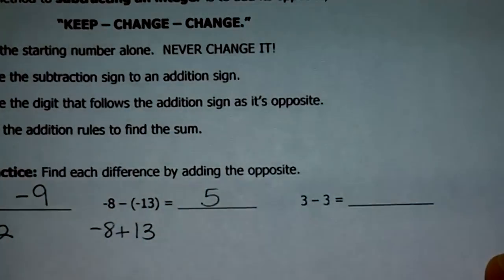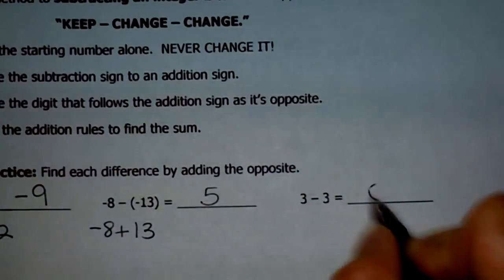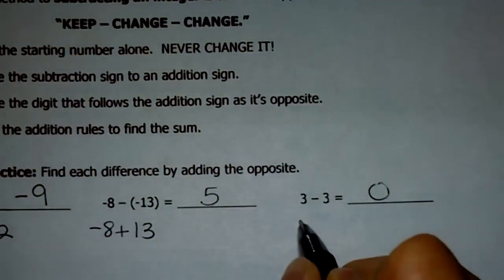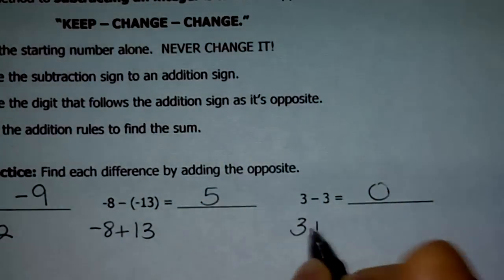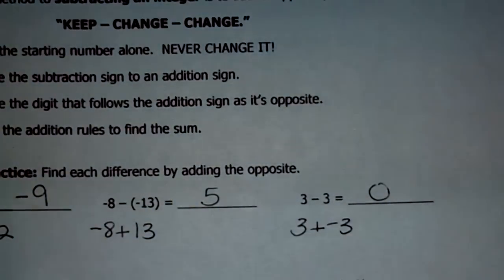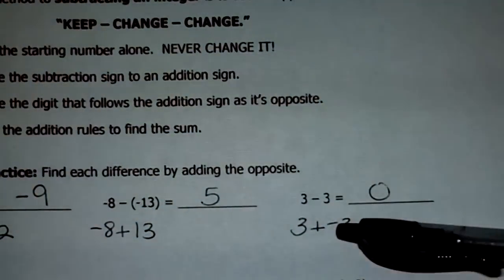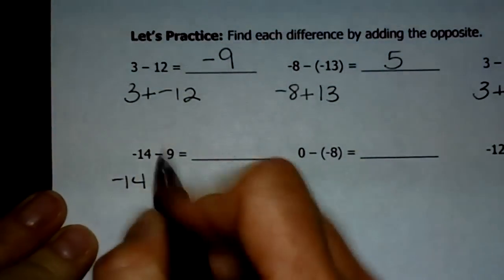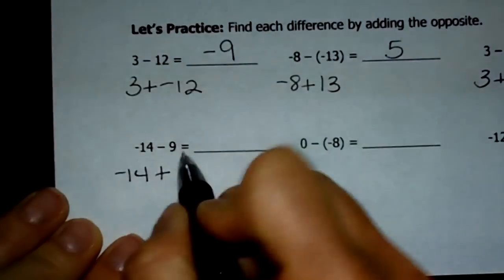Next one, 3 minus 3. Now some of you may have just said, that's 0. Or some of you are just in the habit of keep, change already. You can still do that. 3 plus, the sign of this is going to change, negative 3. When you add opposites, yes, you get 0. If you didn't change the signs of that one, I'd be okay, because we know 3 minus 3. It's okay.